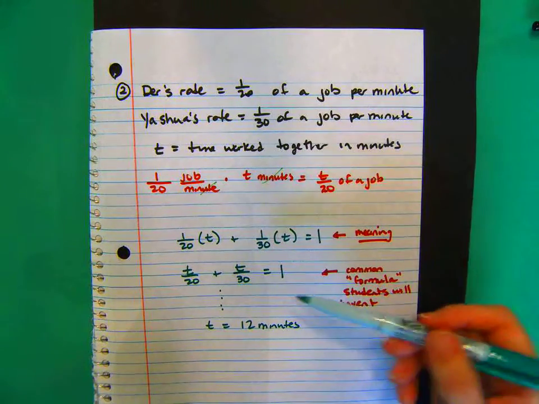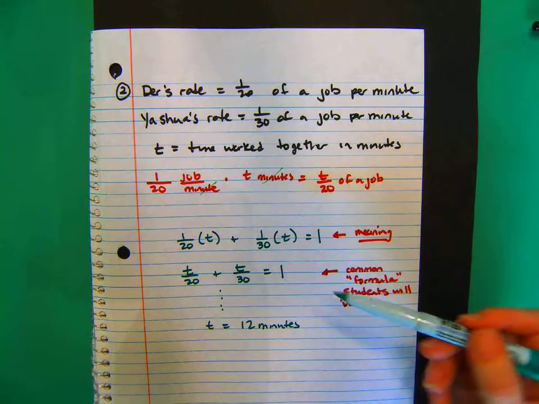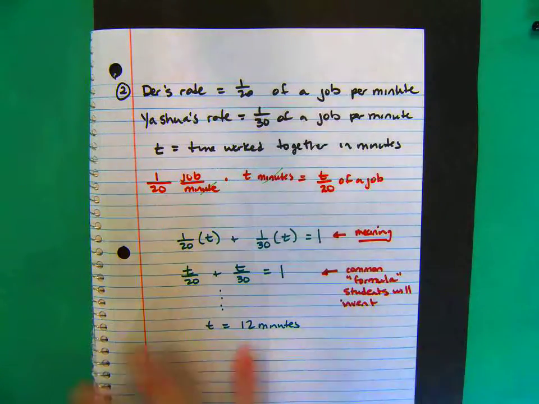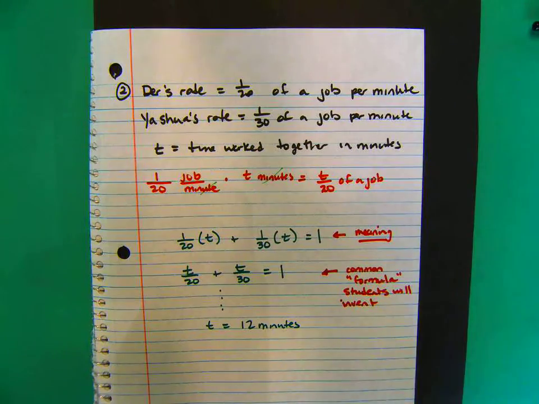But where this would fall down for me is if they didn't finish a whole job. What if they got 3/4 of the way done with the job? And my students would write 1 every time. They didn't know what to do when rules changed.